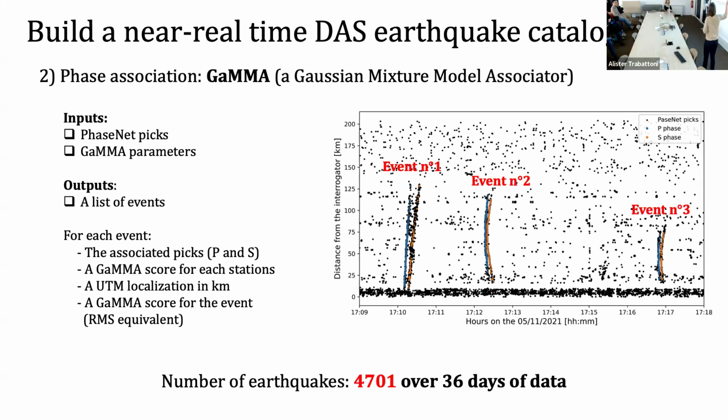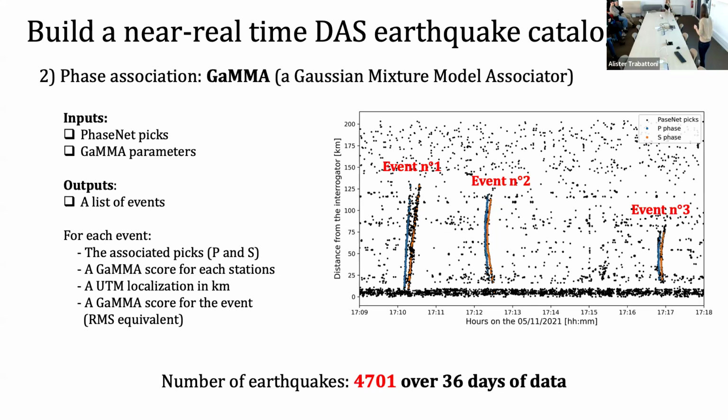So here in the figure, you can see in black all the points picked by PhaseNet over around 18 minutes. And what we see in blue and orange are the P and S, but once they've been associated by GaMMA. So here we can see we have 3 events, but at first it was completely black points, and GaMMA associated those points to 3 events. So GaMMA gives us a first approach of a catalog.